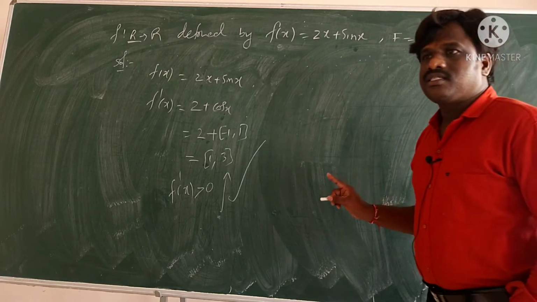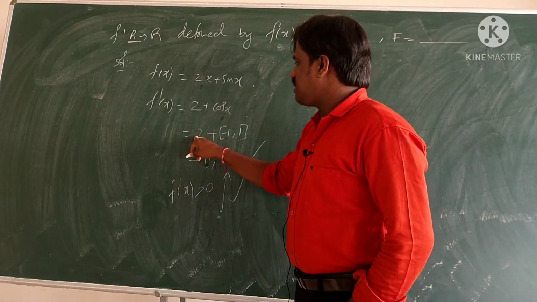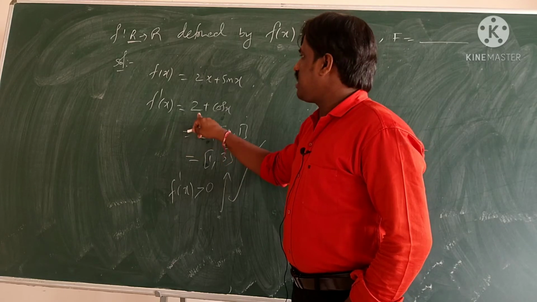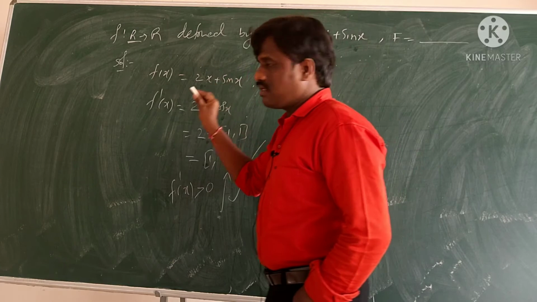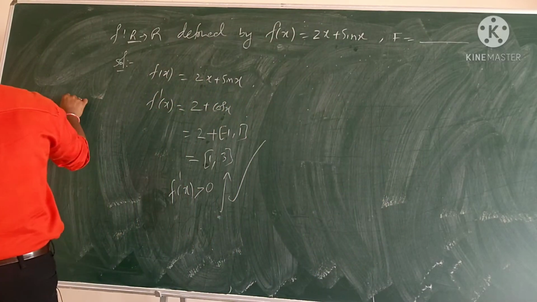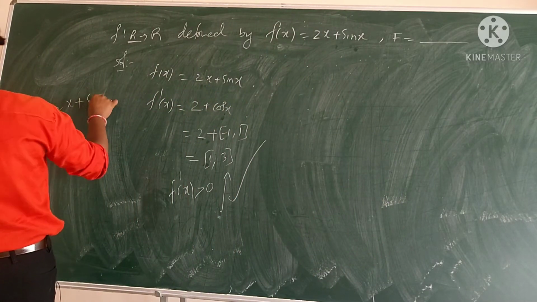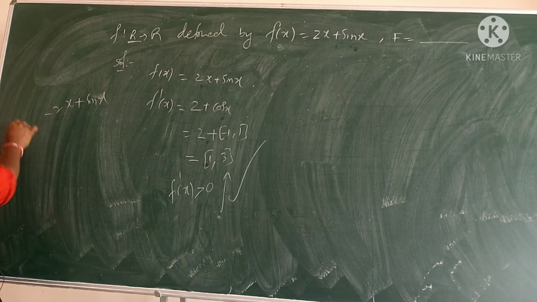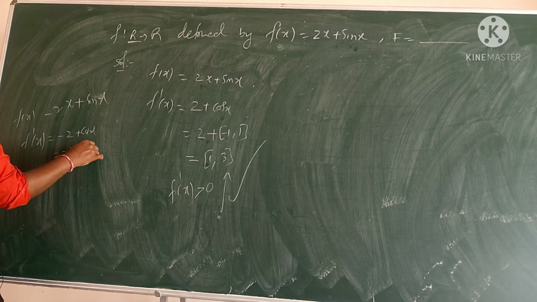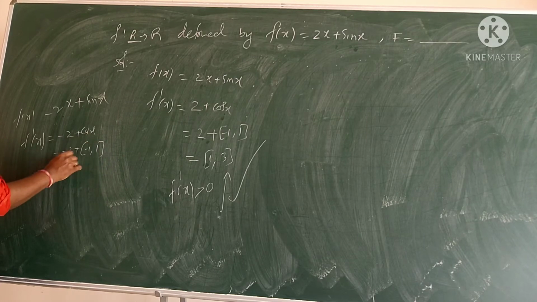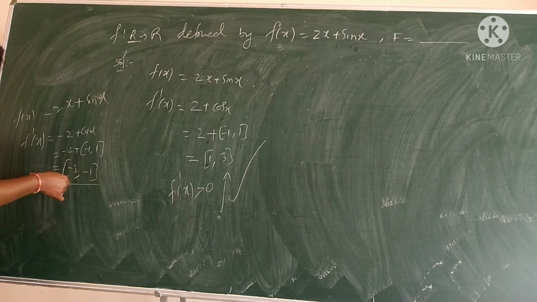Suppose here something happened like this. Here minus 1 is there. Suppose we take here minus 2x. Suppose same question, if it is minus 2x plus sin x. Right? The same question. So f dash of x will become minus 2 plus cos x. So here I get minus 2 plus minus 1, and minus 2 plus 1. If I do here, I got what here? Minus 3, minus 1. Here also negative.